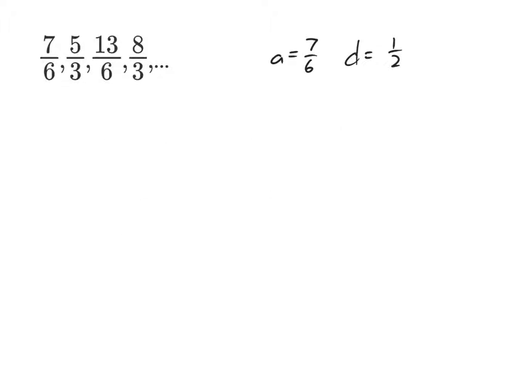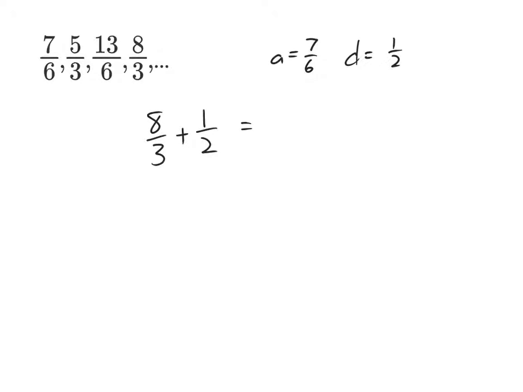Now, in order to find my fifth term, what I'm going to do is I'm going to take my last term that I have, because the last term, this is 1, 2, 3, fourth term right here. So my fifth term is just going to be this one, and I'm going to add my common difference, so it's going to be 1/2.